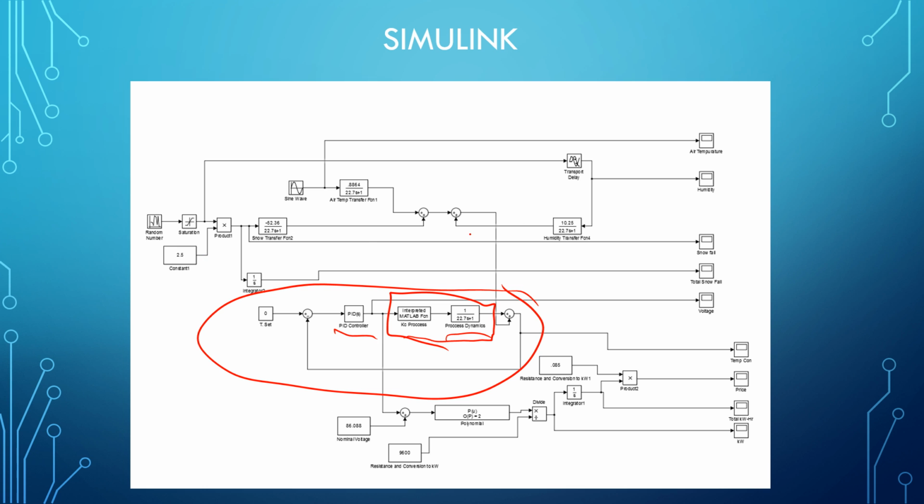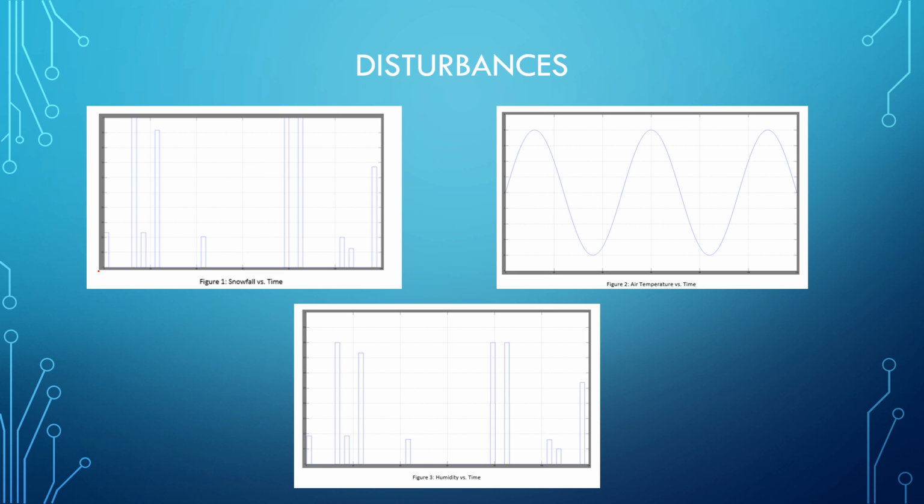And up here are all the different disturbances. Here we have the snowfall, we have our humidity here, and then here we have the air temperature. As shown in these graphs, the snowfall is random, going between about 0 to 2 inches, and it changes every 2 hours. Most of the time it's not snowing, so most of the time it's 0.